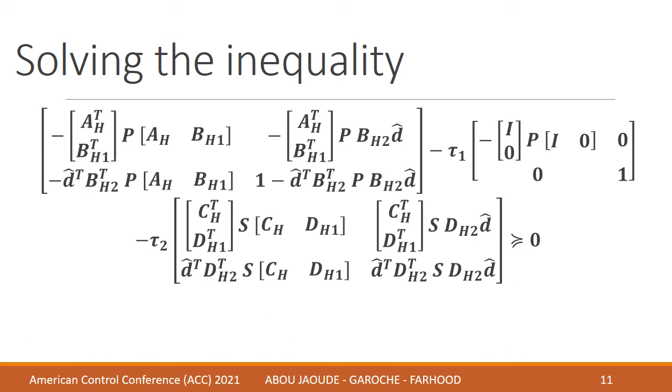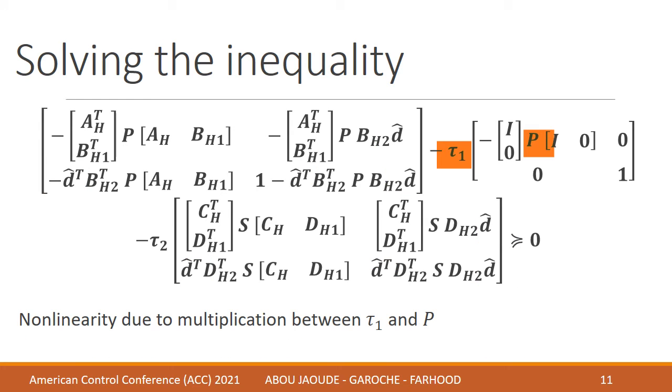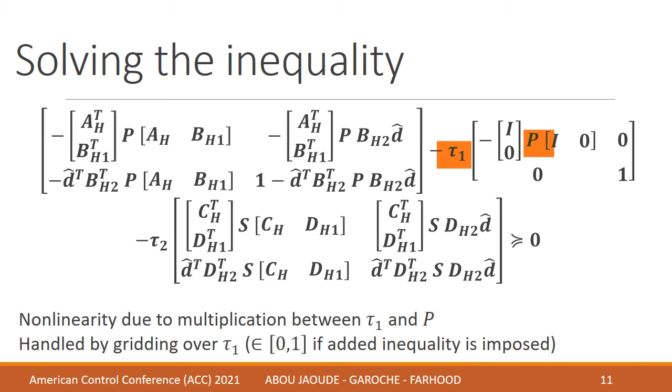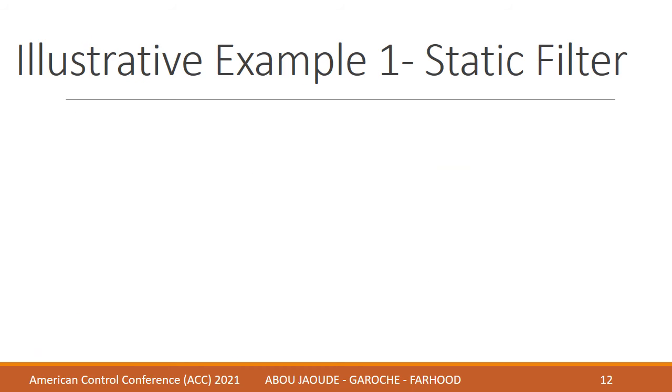The only remaining problem is the multiplication between tau1 and P. This nonlinearity is resolved by gridding over tau1 and solving a convex optimization problem at each grid point. We now consider a simple illustrative example.